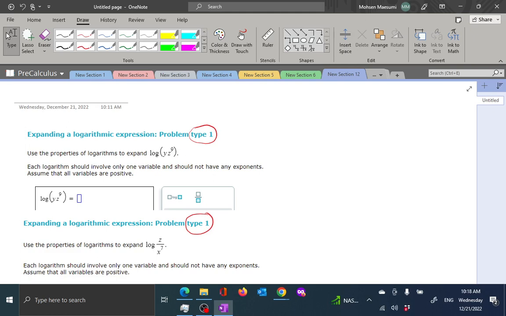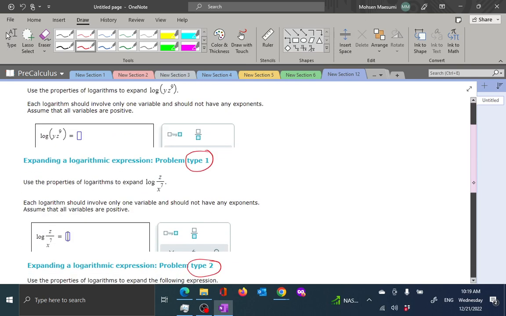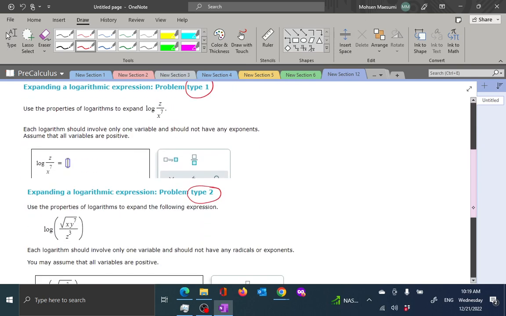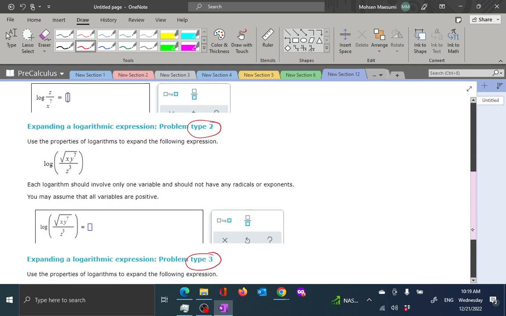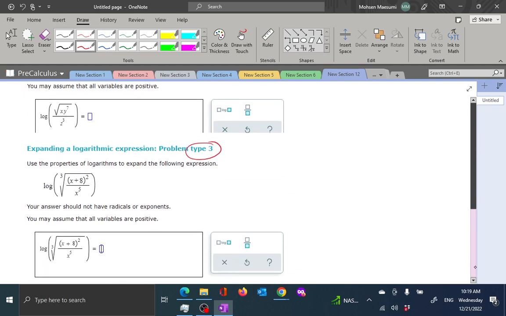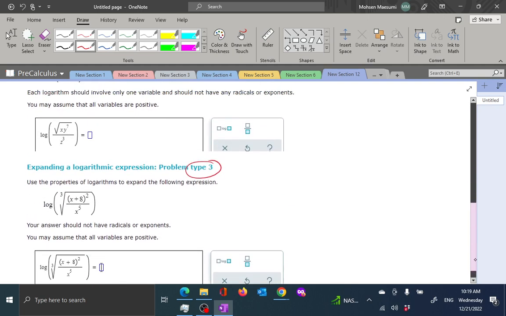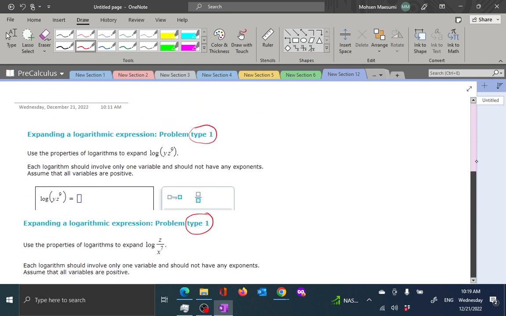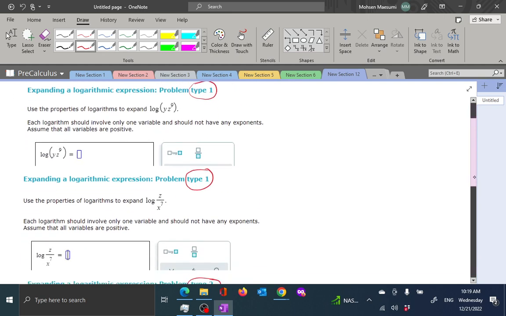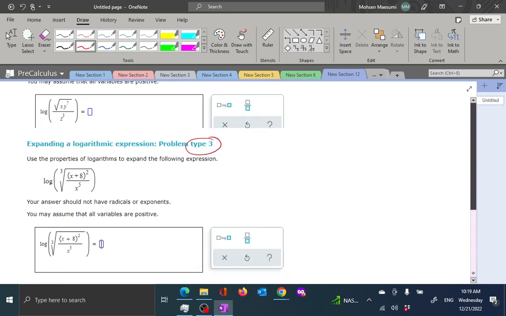Welcome to our next lecture on pre-calculus. Today we are going to talk about expanding a logarithmic expression. Several types. You see I'm writing an example of type 1, another example of type 1. This one your text calls type 2, and something perhaps a bit more complicated, type 3. They all follow the same format, so let me explain all three of them at the same time so we save a bit of time here.